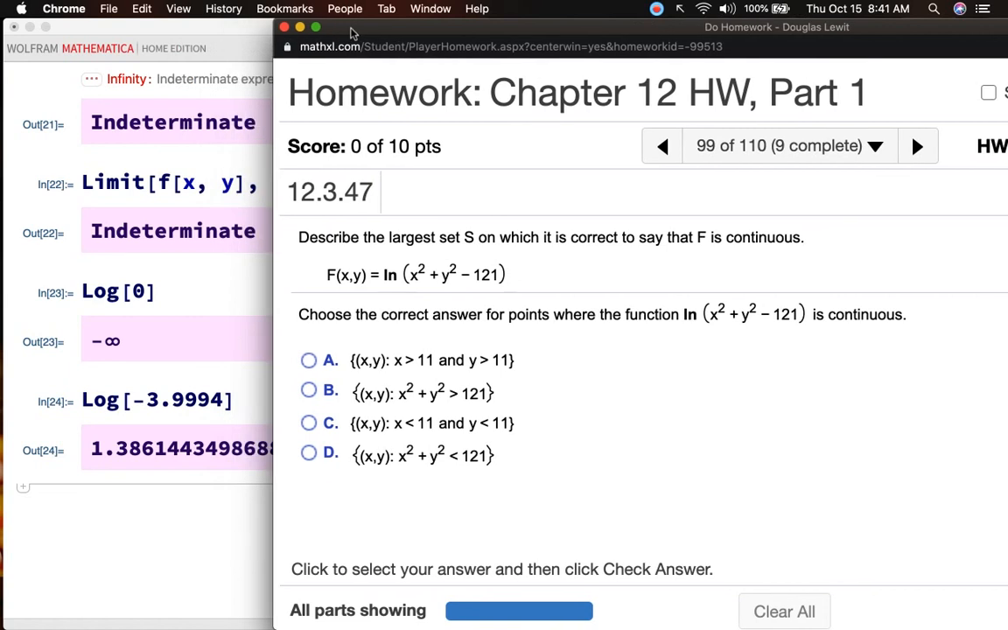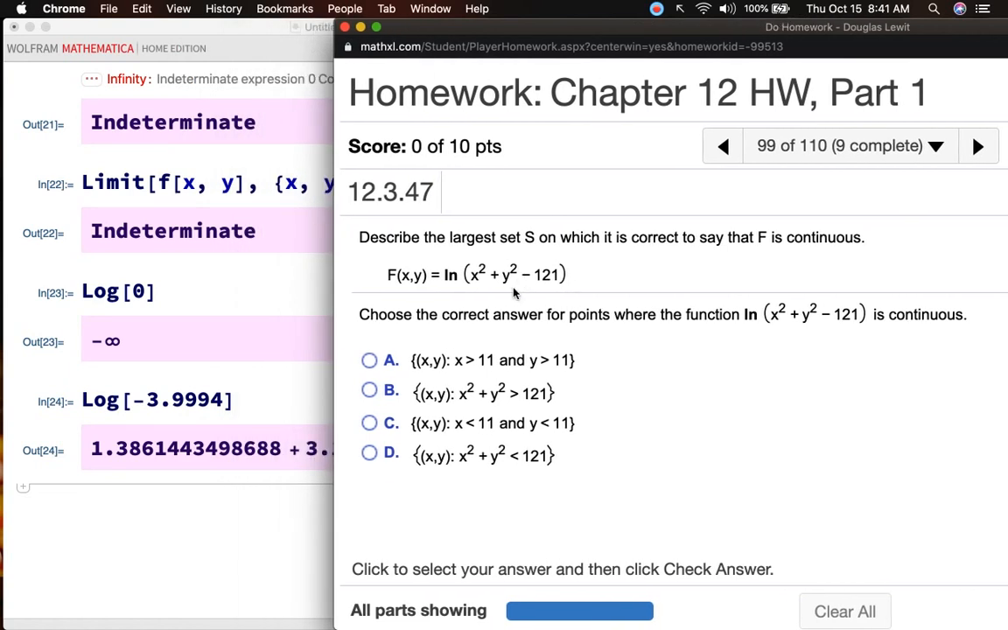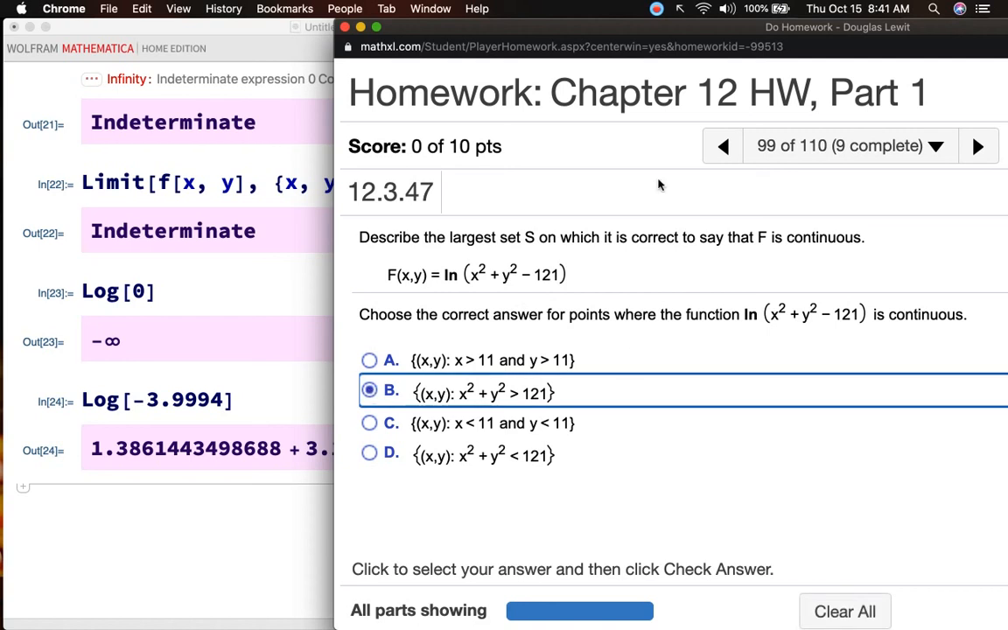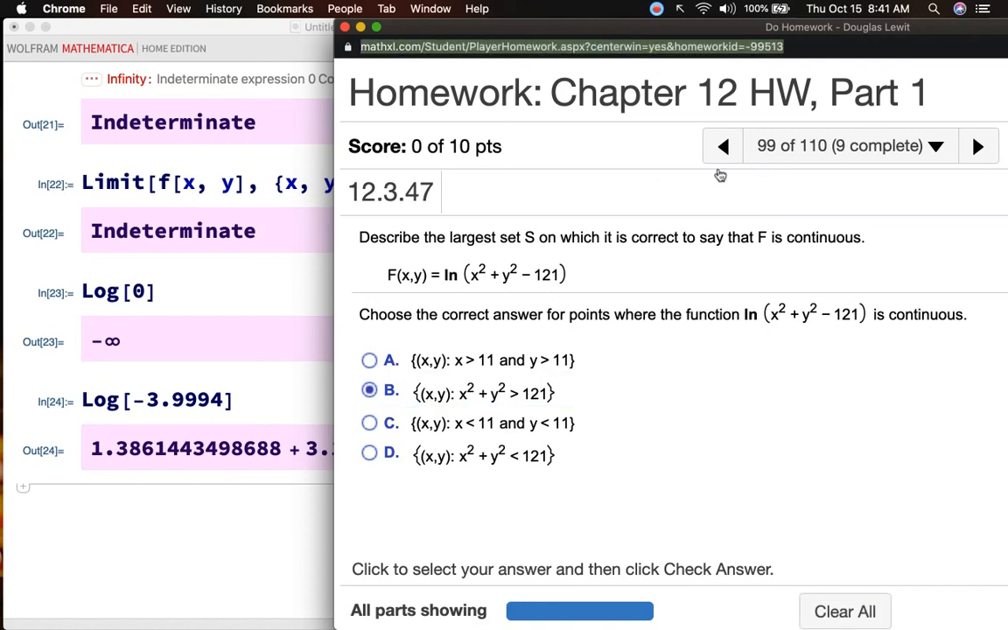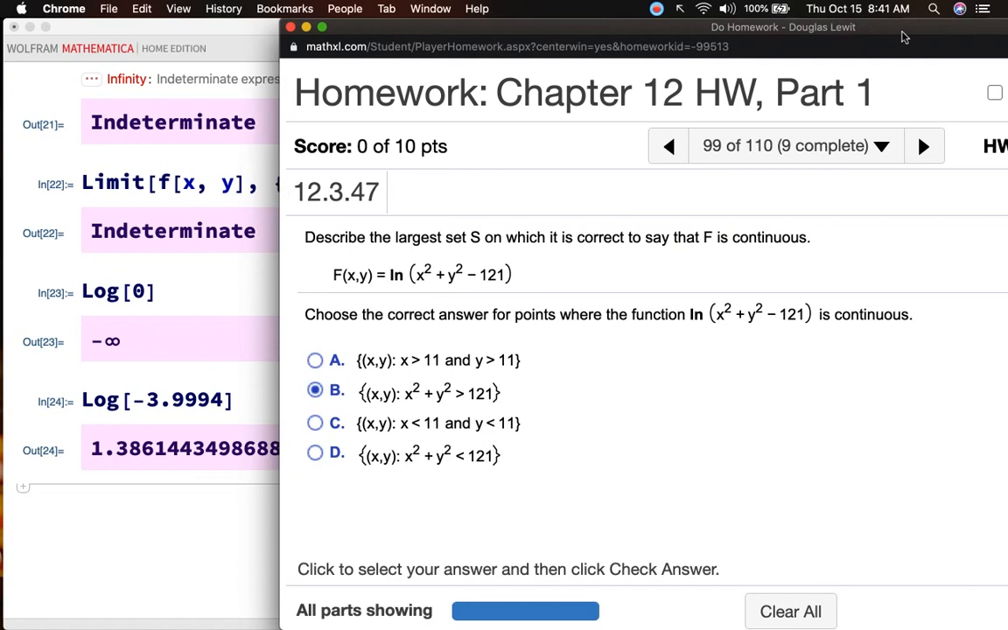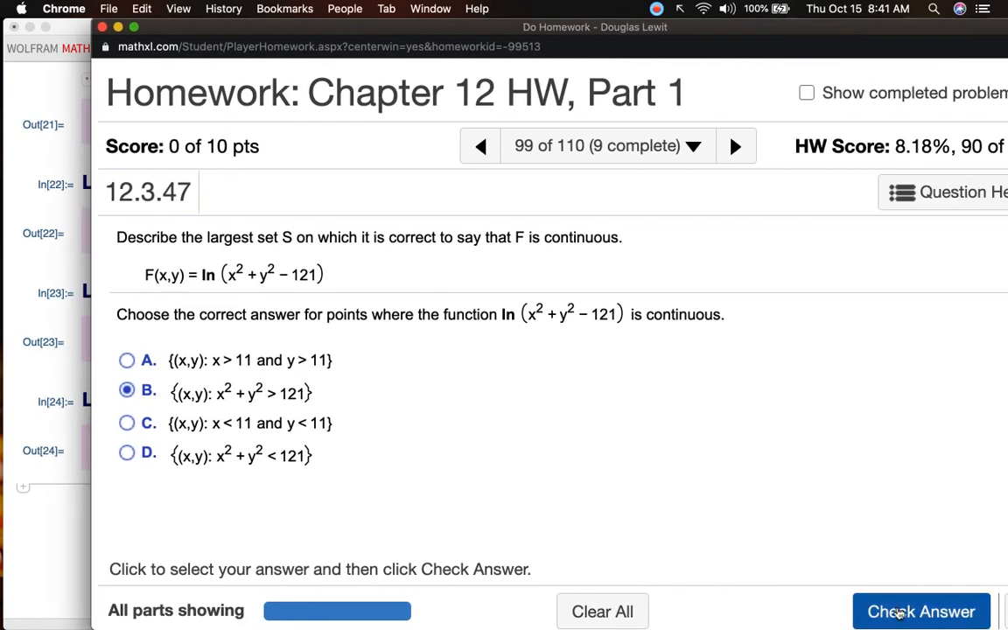Okay. Well, x squared plus y squared minus 121 must be greater than 0, which means x squared plus y squared must be greater than 121, which means the choice should be B. Sorry about that. It should be option B.